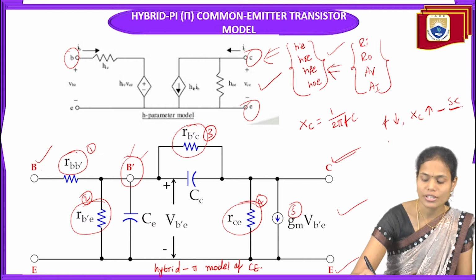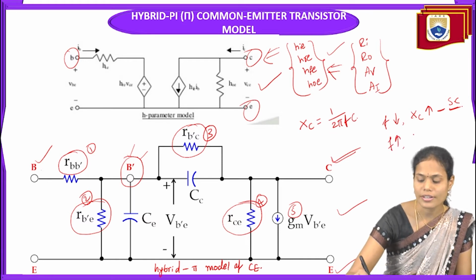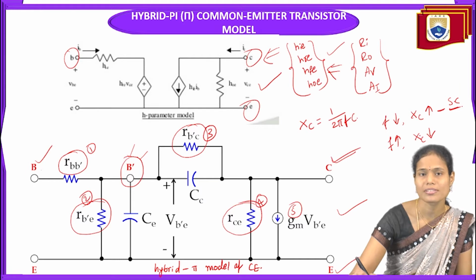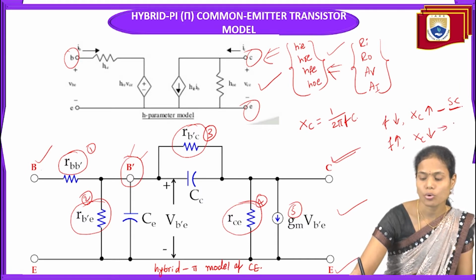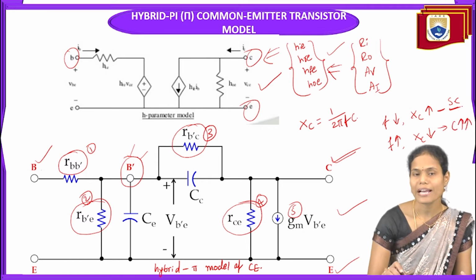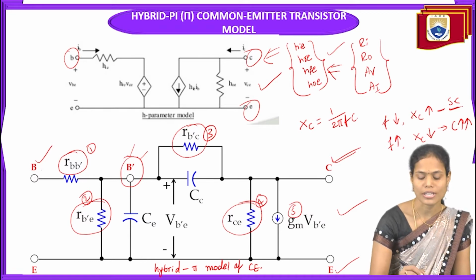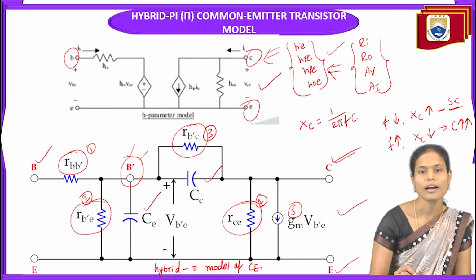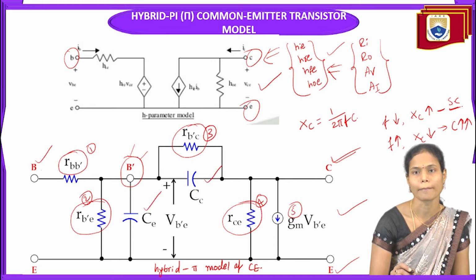But as frequency is increasing, the reactance of the capacitor is decreasing. Once the reactance of the capacitor is decreasing, the resistance level of the capacitor is decreasing. That is nothing but the overall capacitance effect is increasing. So the capacitance effect is increasing in the case of high frequency signals. That's why we are including the capacitors in the analysis of the hybrid pi model.